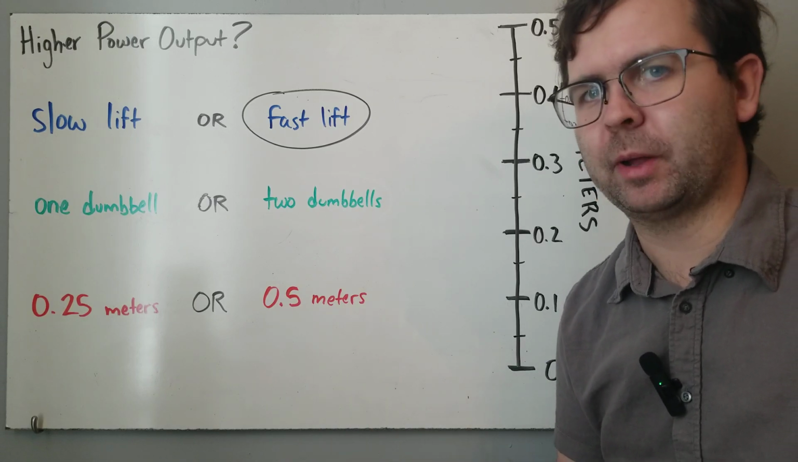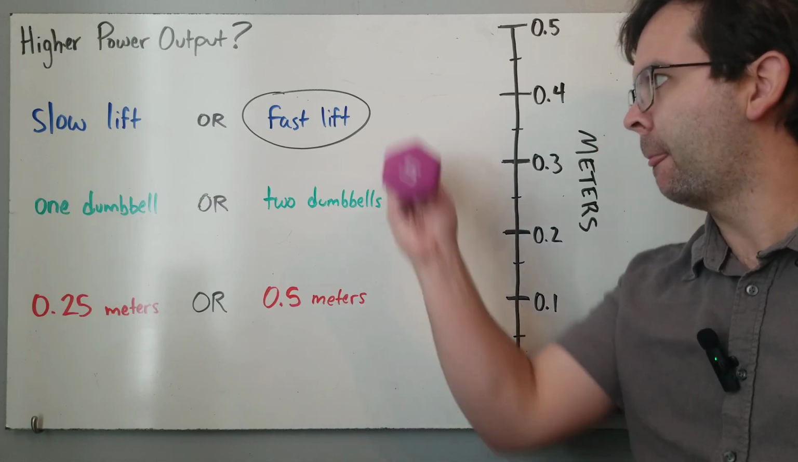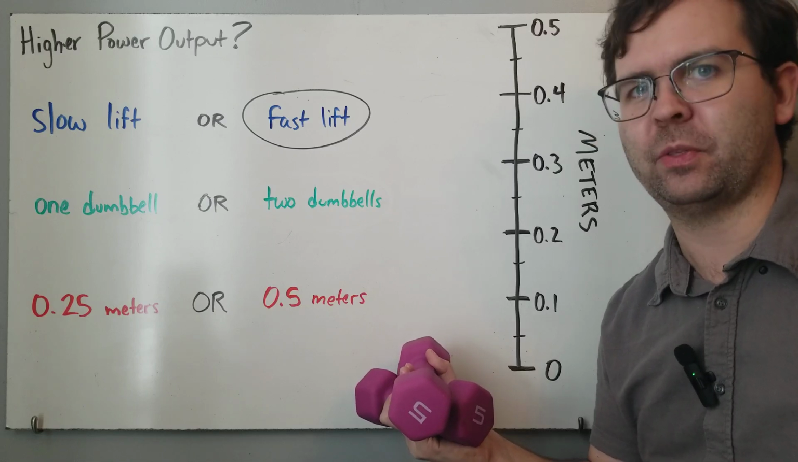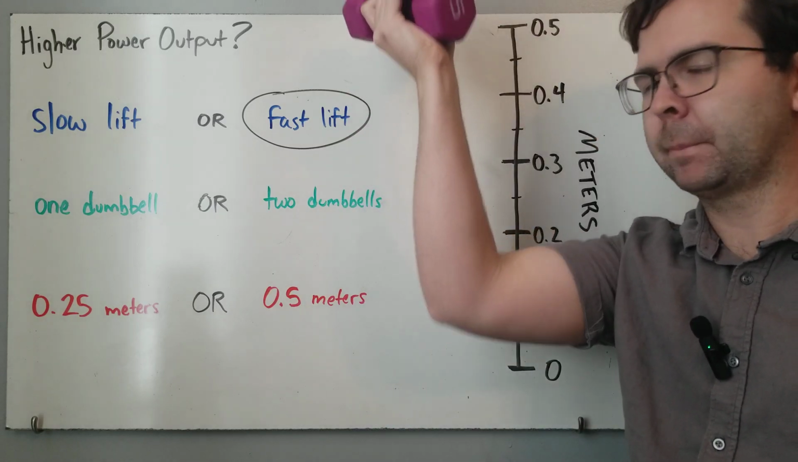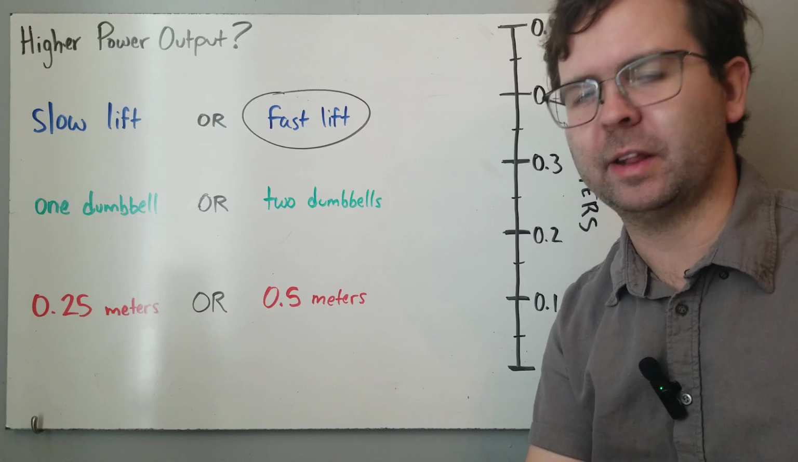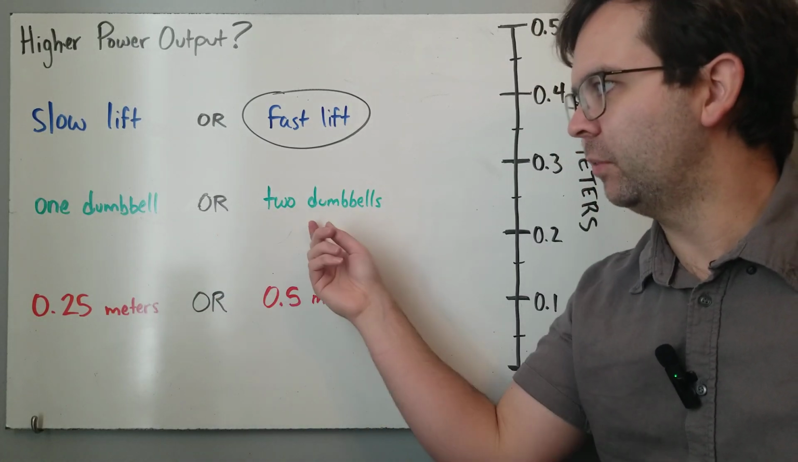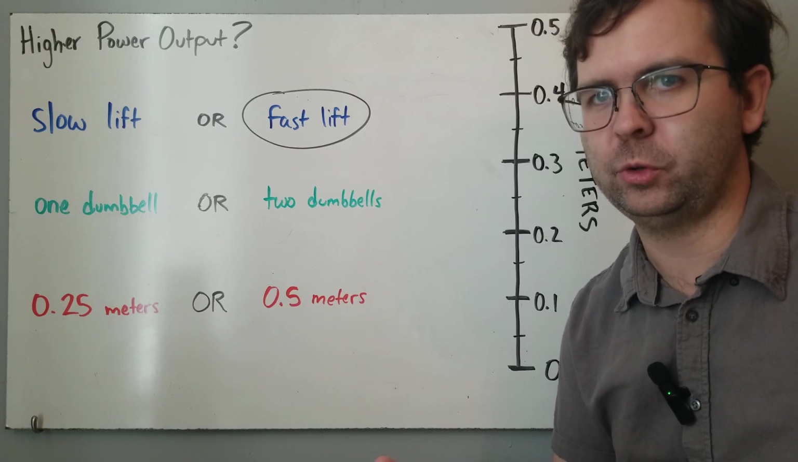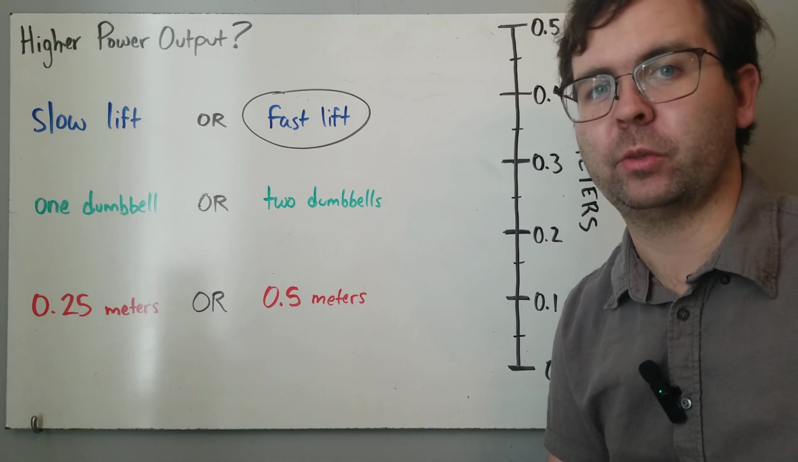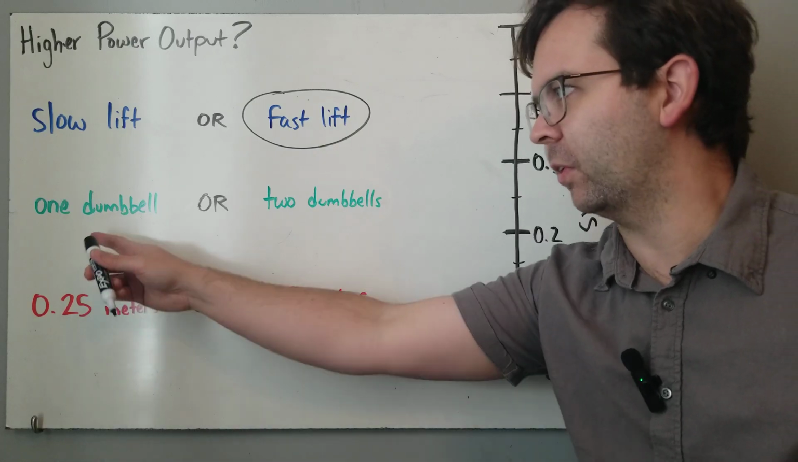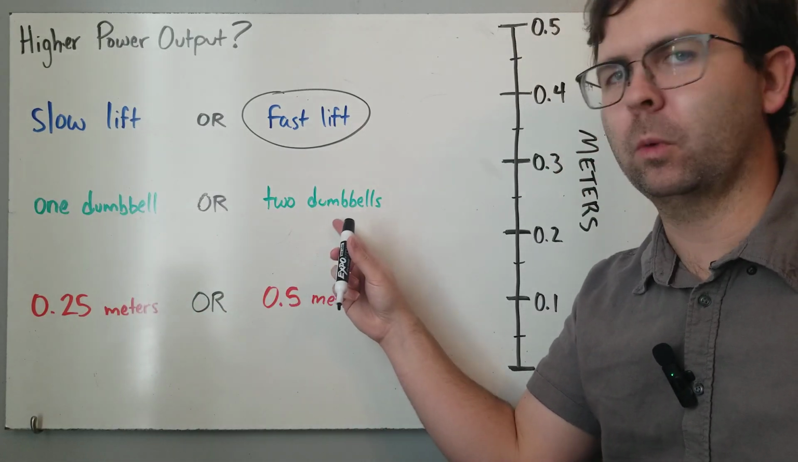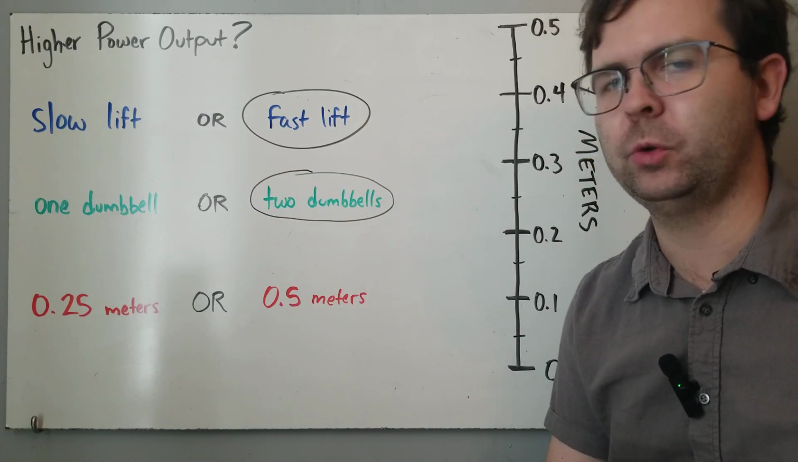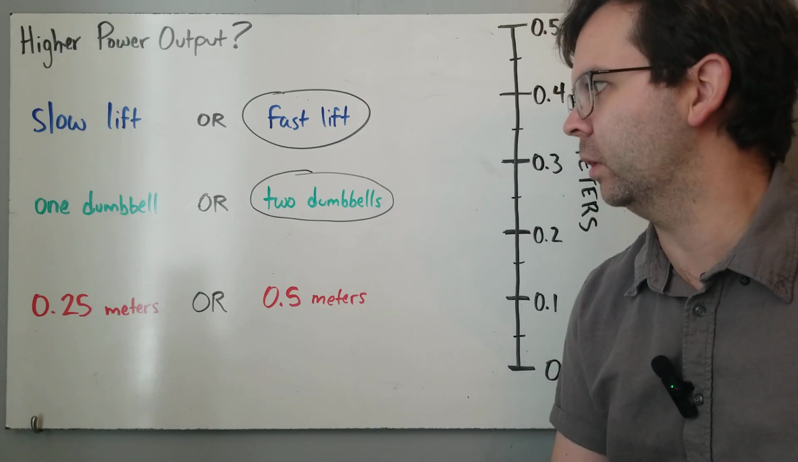Now, what if we have different amounts of work? What if I lift one dumbbell, but then I take another dumbbell and stack it on top and lift the two dumbbells at the same speed as the one? This time it's the same amount of time. I did it at the same speed, but I lifted two dumbbells the second time, which requires twice as much force to lift two dumbbells. And then that means it requires twice as much work. And so even though it's the same time, this one takes more work, and that means there's a higher power output required to lift two dumbbells at the same rate as lifting one dumbbell.